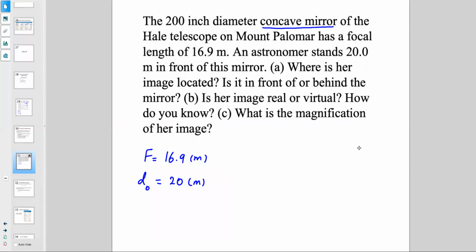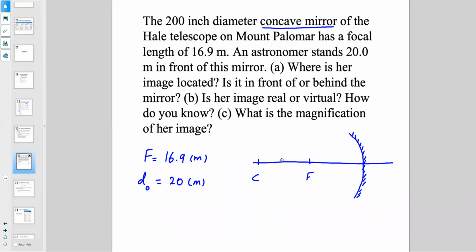This is a concave mirror, so I have a curvature that is inside. I'm going to use some dashed lines for the outside of the mirror in order to show that the inside is reflecting light. Let's say that this is F and this is C. Now, F is 16.9, so C is double F, something like 33.8. That means the object distance is between F and C.